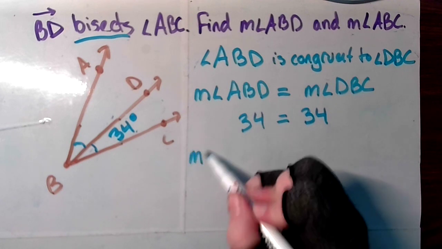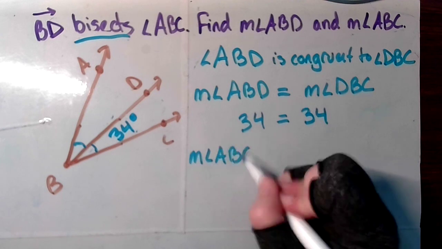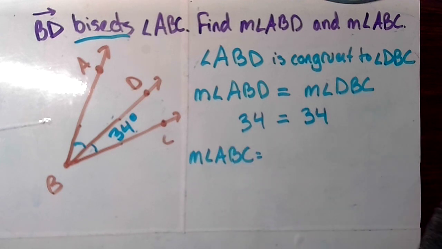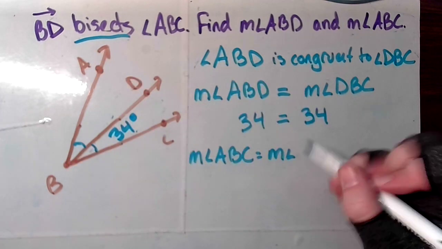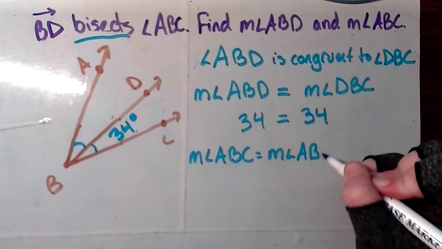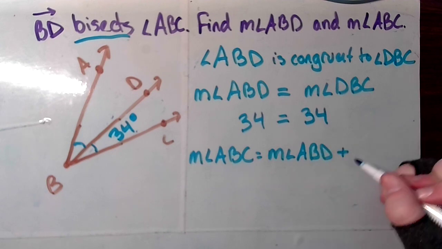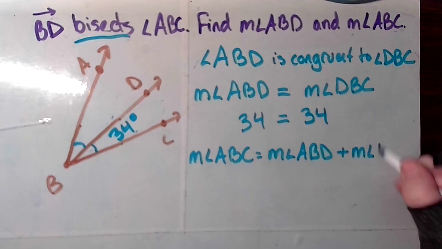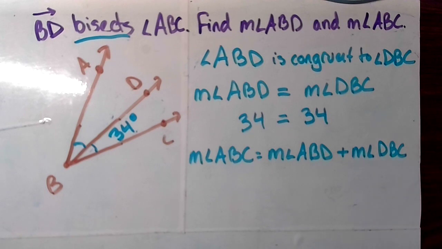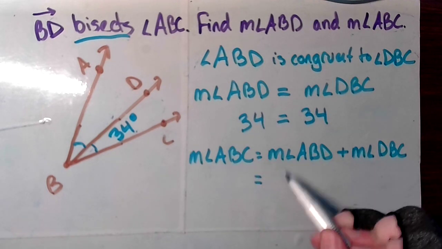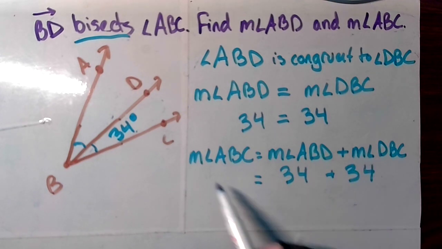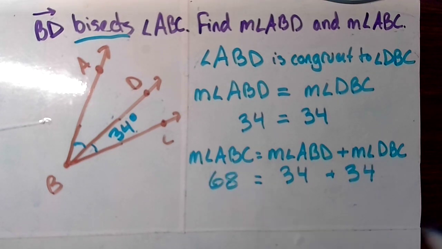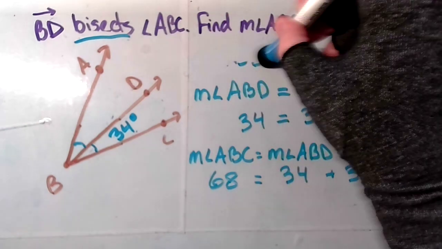And then to find the measure of angle ABC, we're going to use our angle addition postulate that says the little pieces add to the big part. So ABC equals ABD plus DBC. And then ABD was 34, DBC was also 34, so ABC must equal 68. Hopefully not too bad so far.